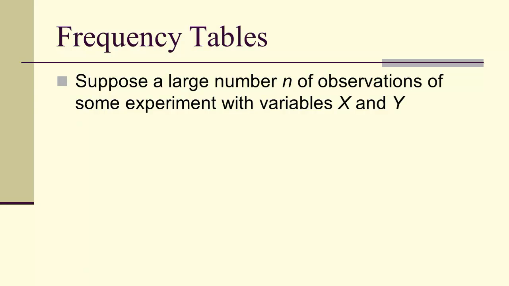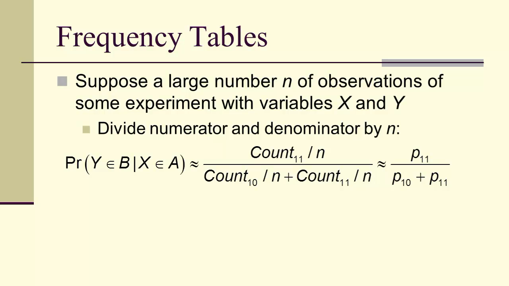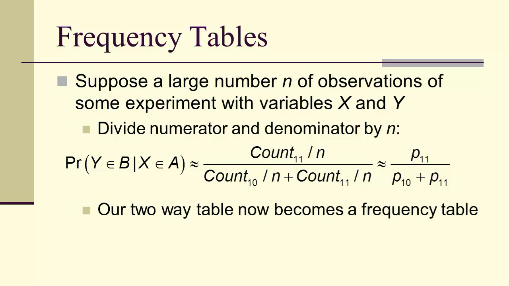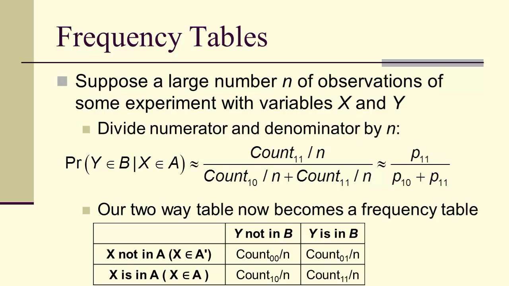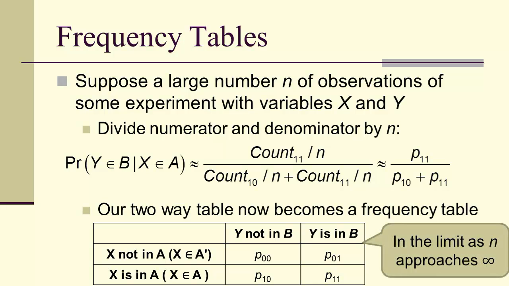So we're going to call this frequency tables. We're going to divide the numerator and denominator by n, and then we'll see that the probability that y is in B given that x is in A is the count of 1,1 divided by n, and 1,0 divided by n, 1,1 divided by n, and that's going to give us our probabilities. And so now our two-way table is what's going to be called a frequency table. So x not in A is counts divided by n, and we're going to replace all that by probabilities. And notice that it's actually probabilities only in the limit as n goes to infinity.